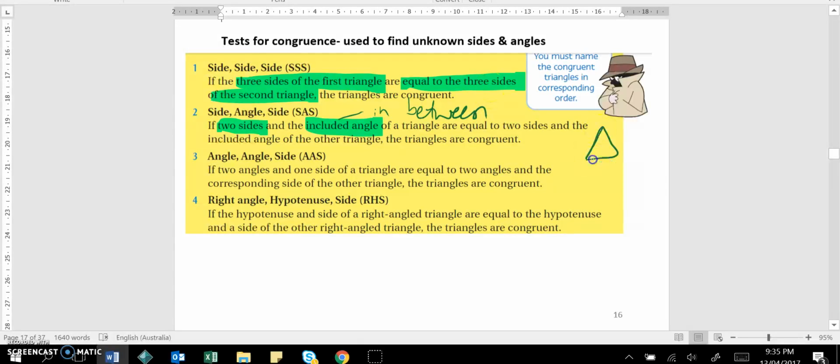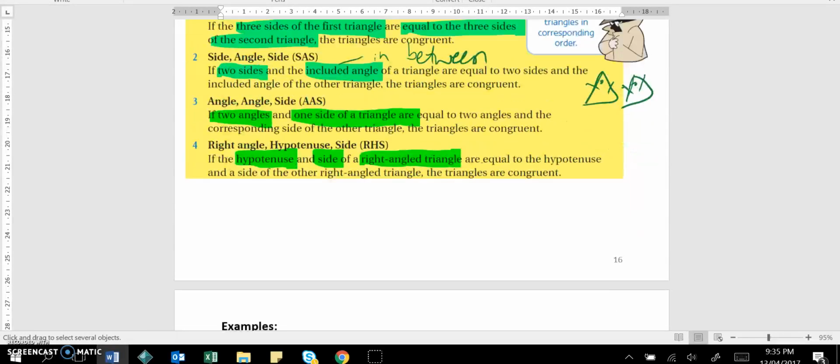So if you've got 2 triangles, then the included angle in this case would be that one there in between the 2 sides. Then we've got AAS, which is really looking at 2 angles and one side of a triangle equal to the other in both, and then right angle, hypotenuse, and side. So 2 sets of hypotenuse, a side in the same position, and a right angle in both are equal. That's really important.